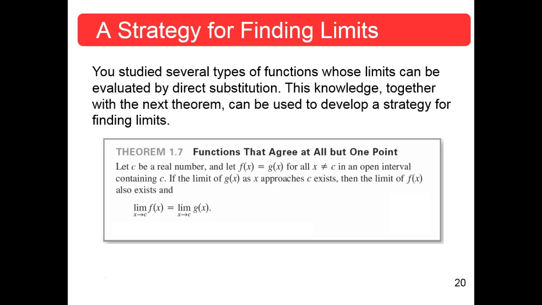Functions that agree on all but one point. Let c be a real number, any real number in the world, and let f of x equal g of x for all x not equal to c on this open interval containing c. So here's this open interval. The f of x and g of x are identically the same for all x not equal to c. If the limit of g of x as x approaches c exists, then the limit of f of x also exists.